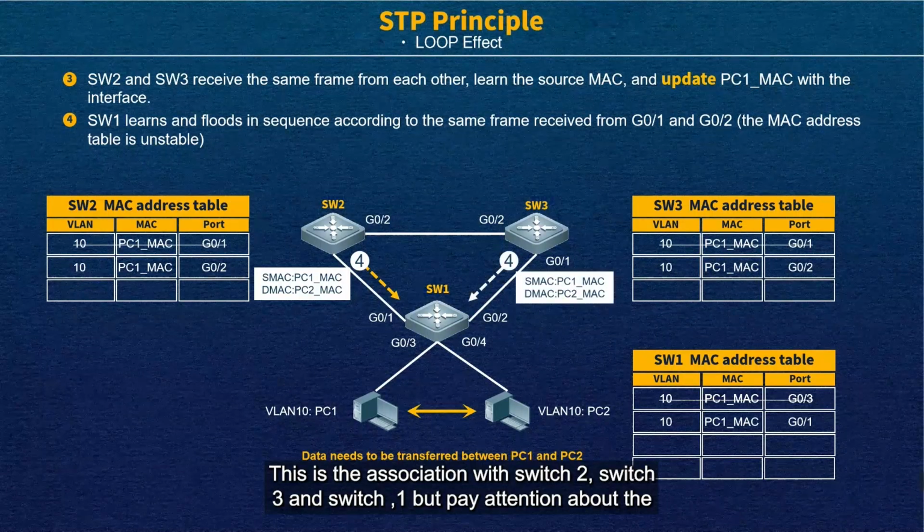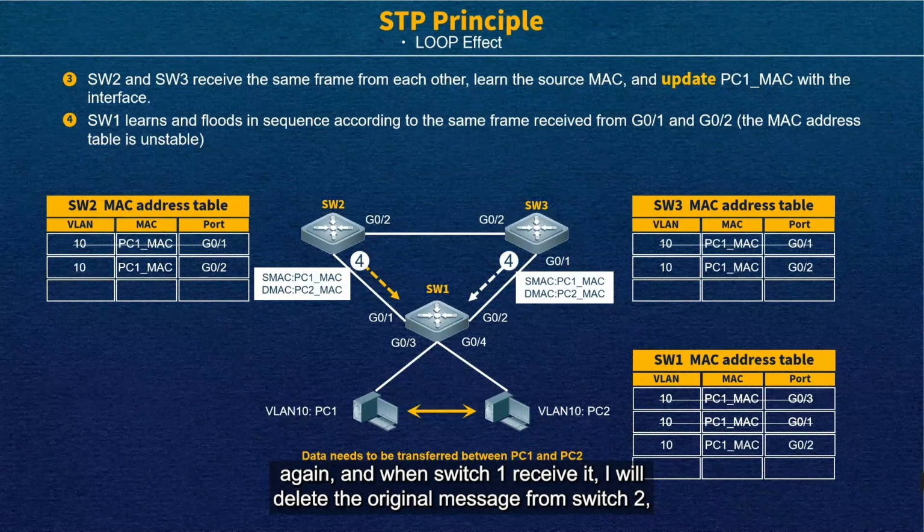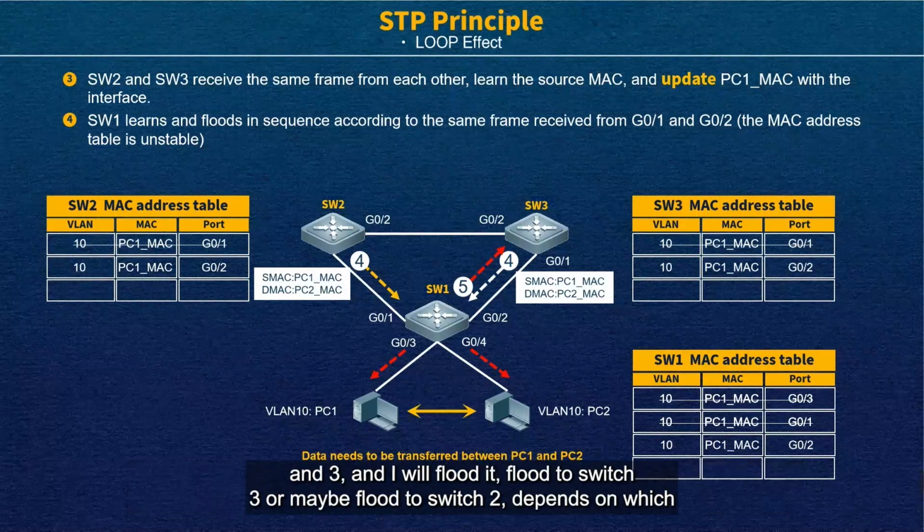But pay attention to switch 3. It also received the message from switch 2, so it will flood the message to switch 1 again. And when switch 1 receives it, it will delete the original entry from switch 2 and add a new one from switch 3. And finally, about switch 1. It receives the message from 2 and 3, and it will flood it.